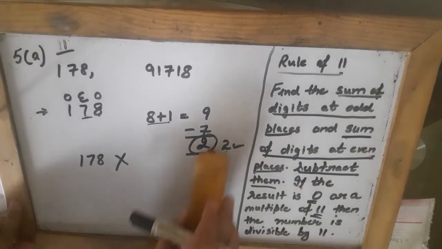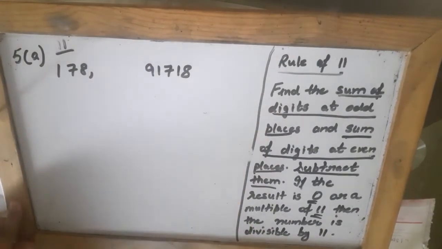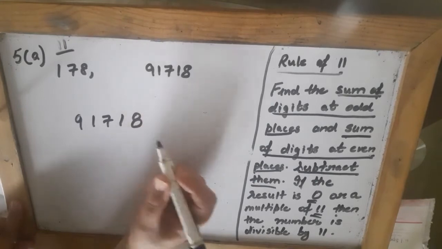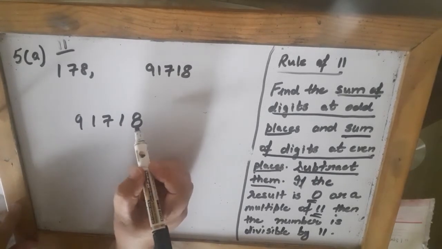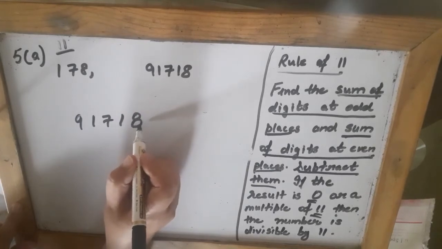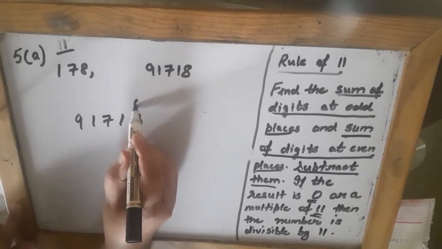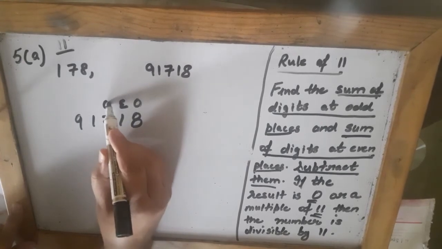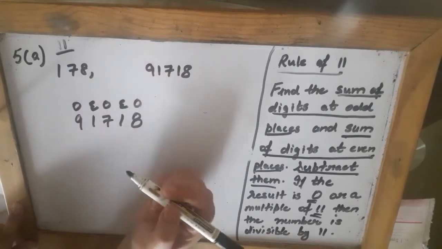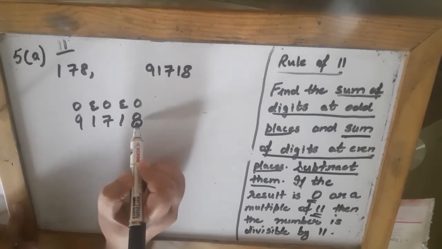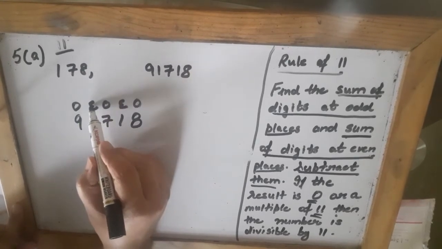Now let me take one more example, the second number, 91718. Now what I have to do is assign them places, starting from the right, from the ones digit. I'll give this an odd place, then even, then odd, then even, then odd. Okay, so this is how we assign the places for them. The first I will keep at the odd place, then even, odd, even, odd.